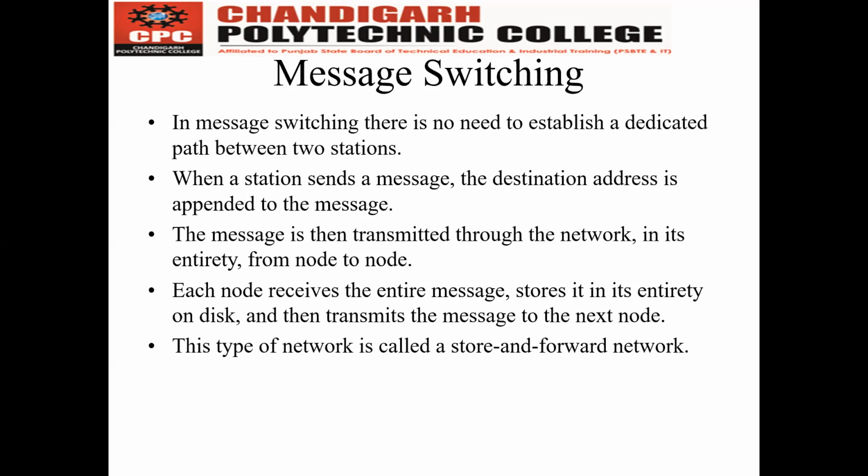In message switching, there is no need to establish a dedicated path between two stations. When a station sends a message, the destination address is appended to the message, and then the message is transmitted through the network in its entirety from node to node, and each node receives the entire message, stores it on disk, and then transmits the message to the next node.